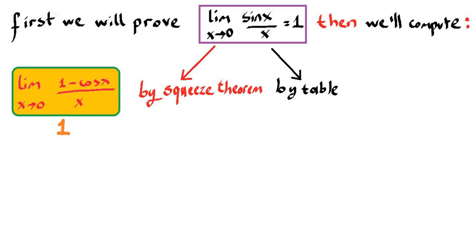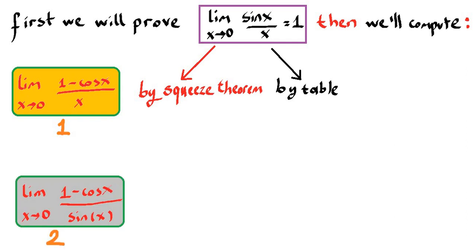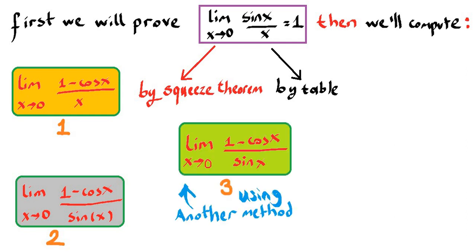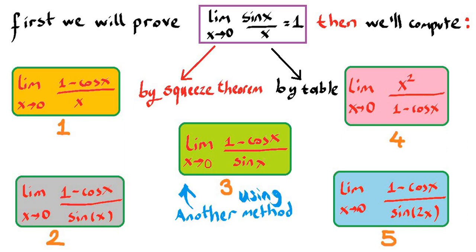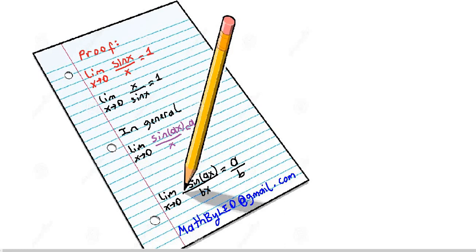Limit as x is approaching 0 of 1 minus cosine x over x. Limit as x is approaching 0 of 1 minus cosine x over sine x. We're going to compute the same limit using a different method. And then we'll move on to the limit as x is approaching 0 of x squared over 1 minus cosine x. And then we're going to finish with the limit as x is approaching 0 of 1 minus cosine x over sine of 2x. Please follow me with a piece of paper and pencil.